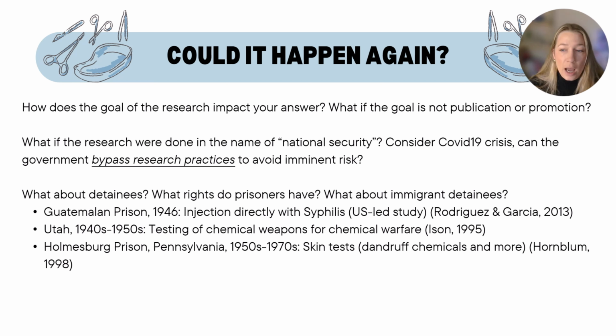So we've also seen unethical research involving detainees and prisoners. This includes US-led studies in Guatemala in the 1940s where individuals were deliberately infected with syphilis. In Utah, chemical weapons were tested on individuals without full disclosure, so individuals being housed in those areas as part of the military were exposed to the weapons that were being tested. And in Holmesburg Prison in Philadelphia, Pennsylvania, inmates were subjected to dermatological experiments for years.